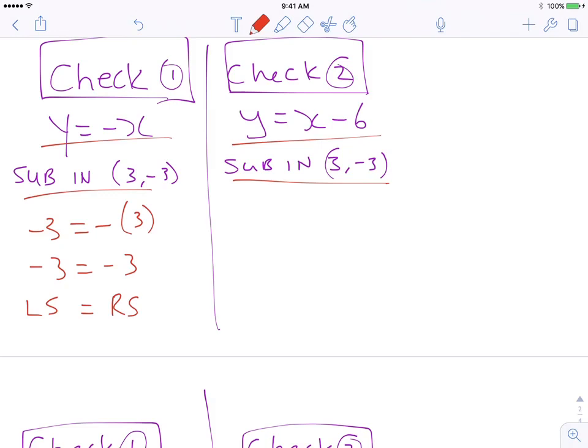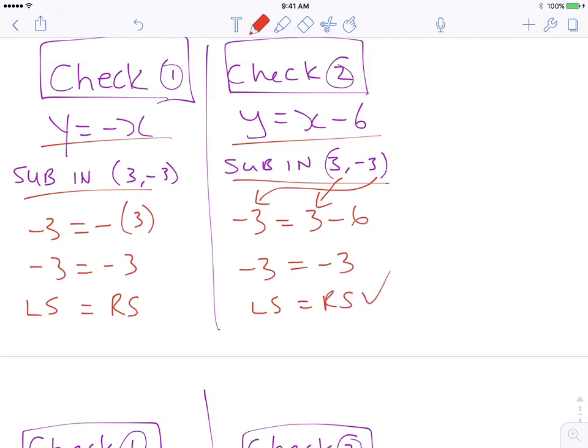We're going to do the same thing for this equation. Sub in -3 for y and sub in 3 for x. And I get -3 equal, and 3 minus 6 equal -3. So all we did is sub in -3 for y and the 3 in for x, and we realized that left side equal right side. If that's the case, when you sub that coordinate into each of those two equations and find out that left side is equal to right side, you've now confirmed that that is indeed the point of intersection of those two lines. If you have a mistake here, it's a good checkpoint.